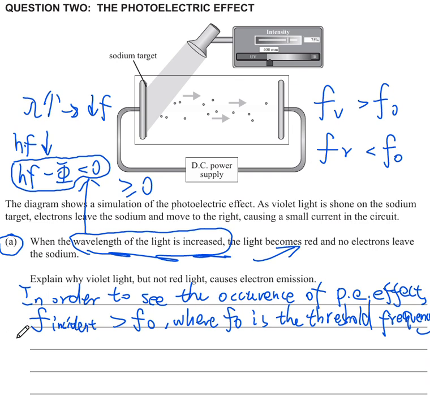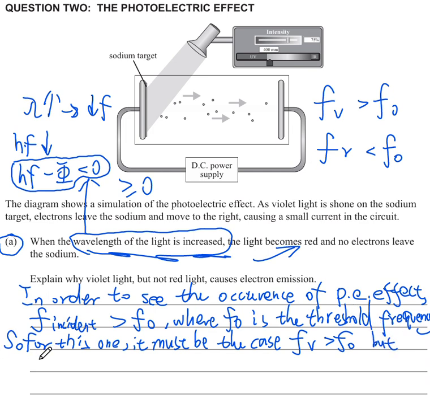So for this one, it must be the case that your frequency of violet light is greater than f0, but your frequency of red light is going to be less than threshold frequency f0, so that you cannot see the electron emission when you shine the plate with red light, but you can see it using the violet light. Okay, it's kind of really typical in our photoelectric effect.